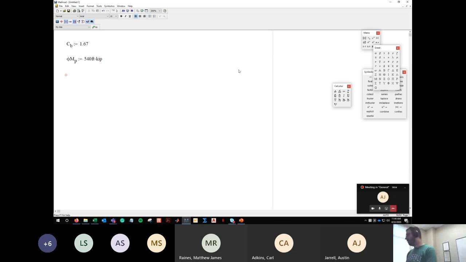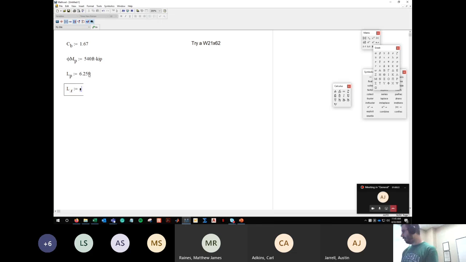Somebody in chat, do me a favor and tell me what LP is for the problem in question for a W 21 by 62. That's the shape we're looking at. Maybe I should put here, try a W 21 by 62. What's LP? 6.25, and that's 6.25 feet.